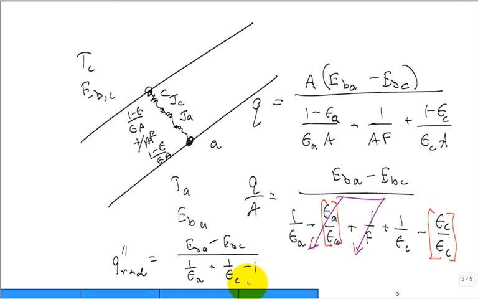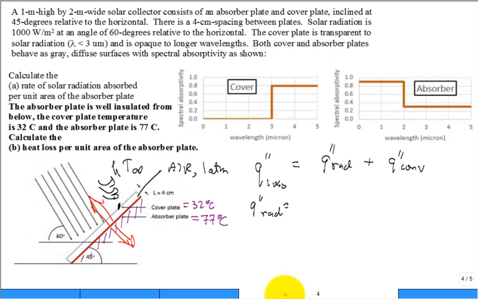True? And now you think to yourself, okay, go back to this problem and say, what is going to be the emissivity, effective emissivity of the absorber?